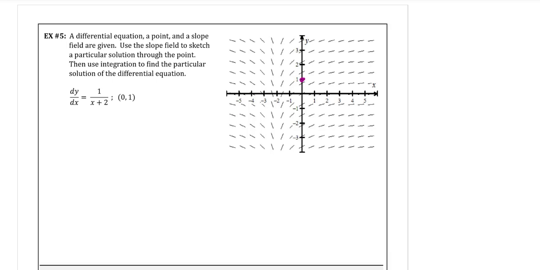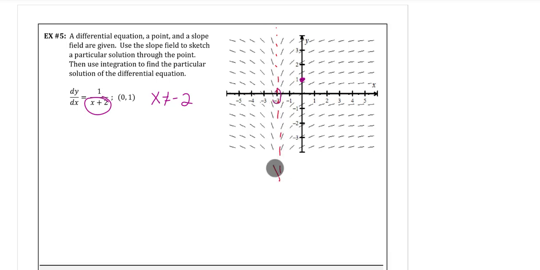Okay, so I already put the point on there. The point given is 0, 1. And one thing to notice before we sketch this, there's something odd happening here at -2, and you can see that from the differential equation. That 1 over x plus 2 is not going to go away when we integrate this, and so we want to notice that there is a vertical tangent line at -2.